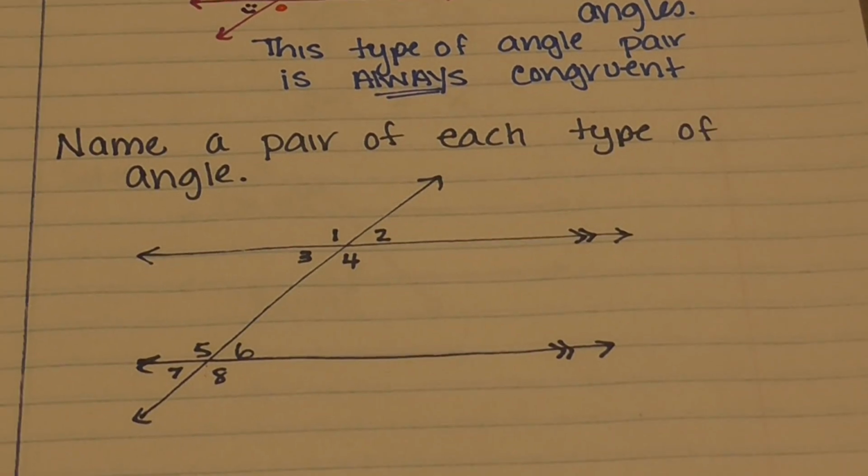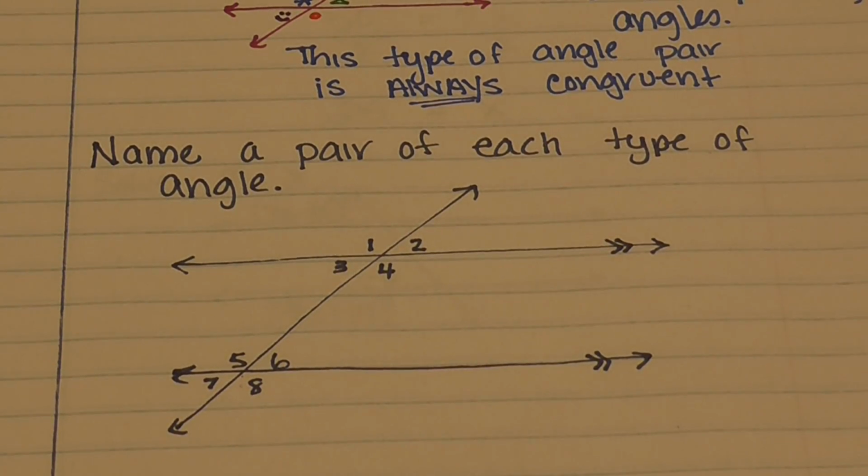So see if you can quiz yourself a little bit. Can you name a pair of each type of angle? So can you name a pair of vertical angles? What about a linear pair? How about alternate exterior angles? Or alternate interior angles? Same side exterior? How about same side interior? And the last one, can you find a set of corresponding angles?